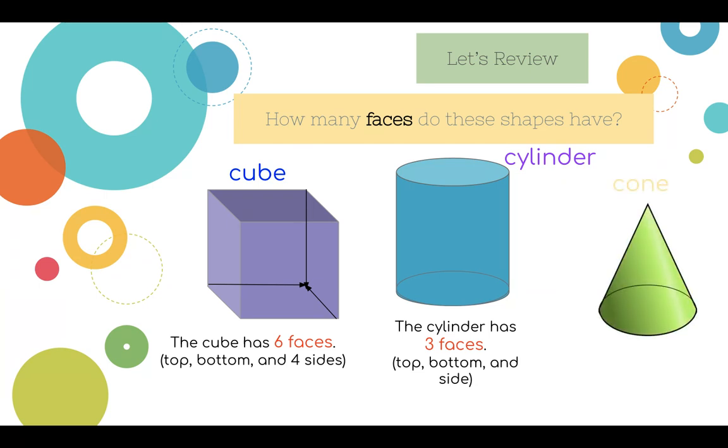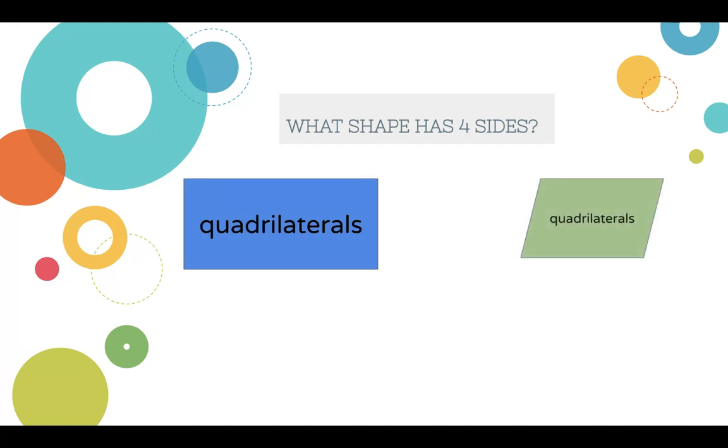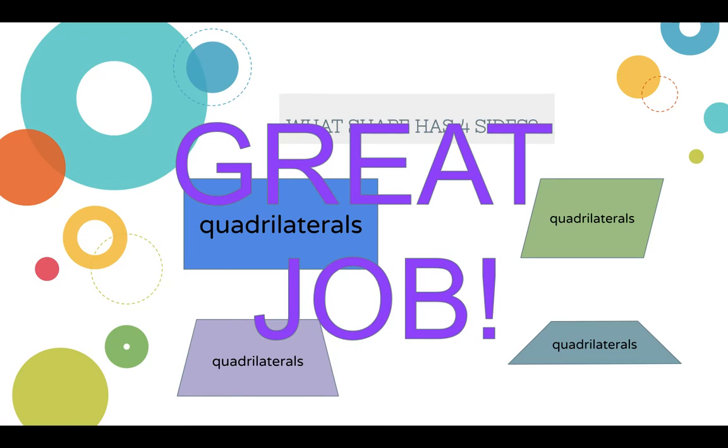How about the cone? This one's a little bit tricky. So this one technically has 2. It has the bottom and then that wraparound side. What shape has 4 sides? Quadrilaterals. And remember, if you look at these pictures, quadrilaterals can all look very different. They just have to have 4 sides. And because they have 4 sides, they have 4 angles. They have 4 vertices or corners.